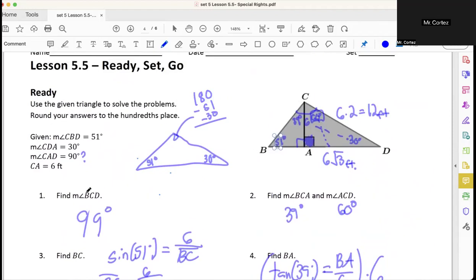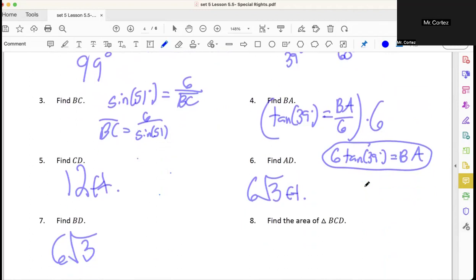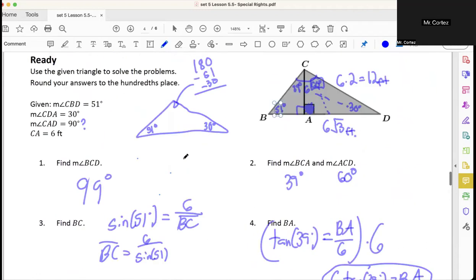And we know that B to A, we solved for that and said it was 6 tangent 39, right? So just add the two. And naturally, make sure your calculator is in degrees. So whatever this is, I'll leave that to you to add up. Area BCD.